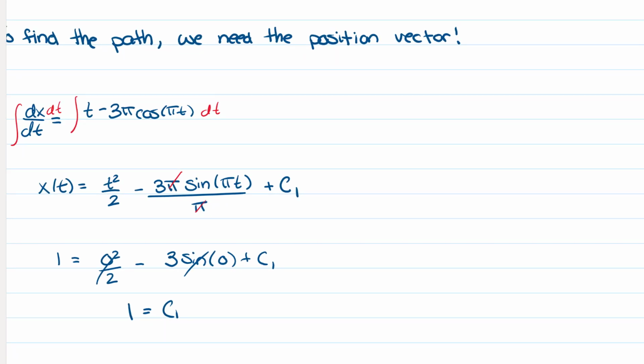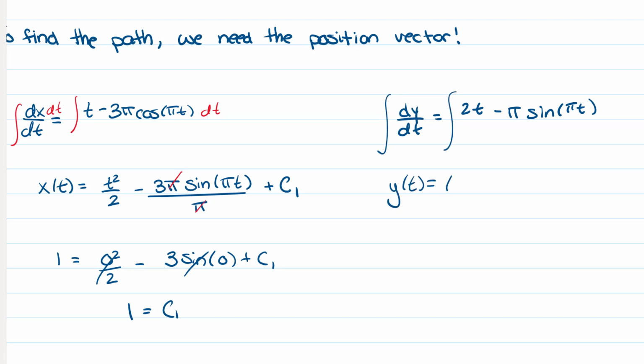Now I'm going to do the same thing with y. So dy/dt was equal to 2t minus π sine πt. So I integrate both sides. So I have y of t is equal to t squared plus π cosine πt divided by π plus c2. And that c2, the reason I'm putting a 2 is because it's different than the c I used in my previous equation for x.